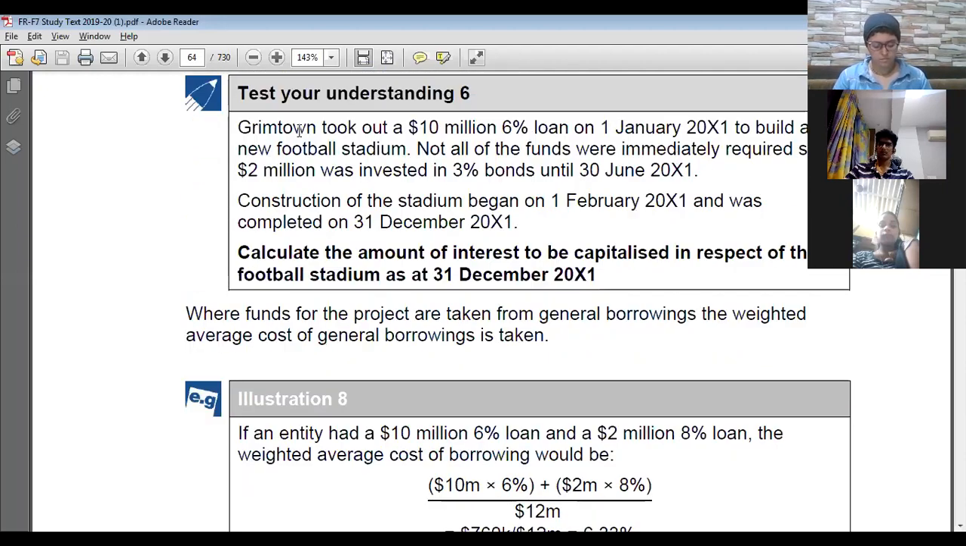तो say company took out 10 million 6% loan on 1st of January 2011 to build a new football stadium. Not all the funds were immediately required. So 2 million was invested. Okay, this is on the temporary investment. This is separate. Okay, let's pehle ye weighted average borrowing rate ka dekh lete hain, fir ye question karte hain.